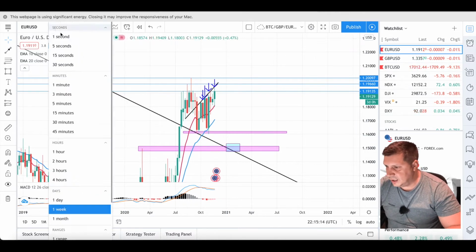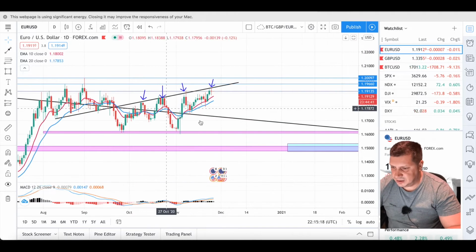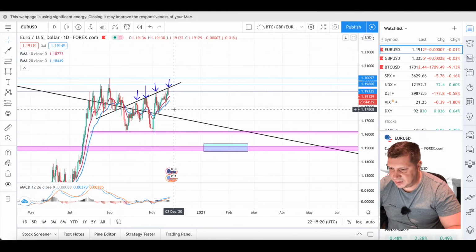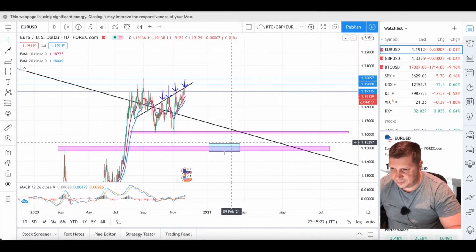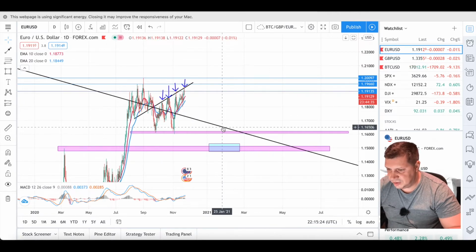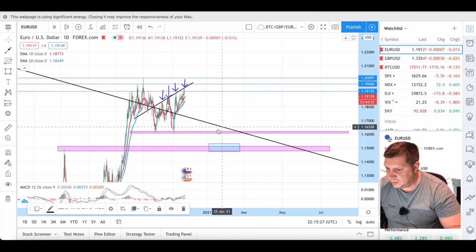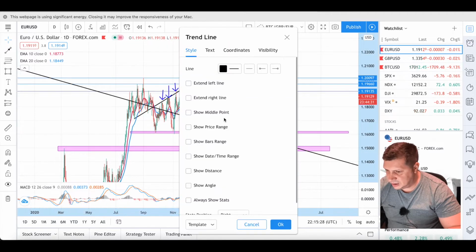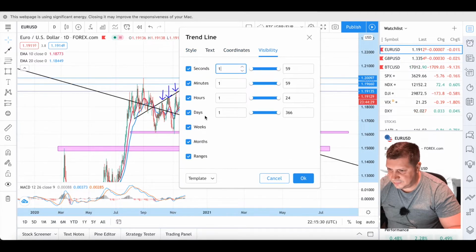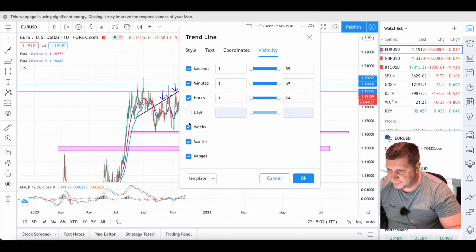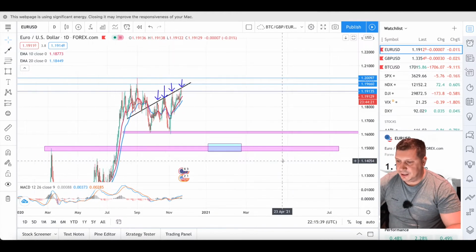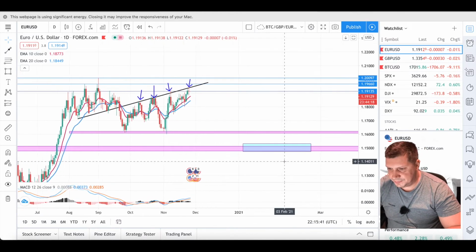Let's go back to daily. Unfortunately, this trend line doesn't show correctly on a daily. You see, for some reason it shifted up. So what I can do is hide it from daily and just leave it on a weekly and monthly. Okay, so here's what we can see.